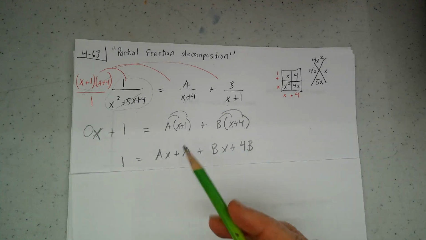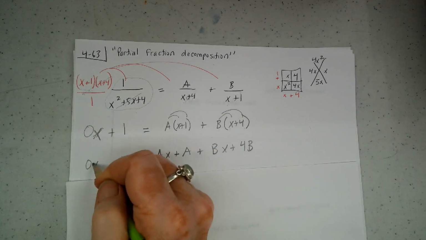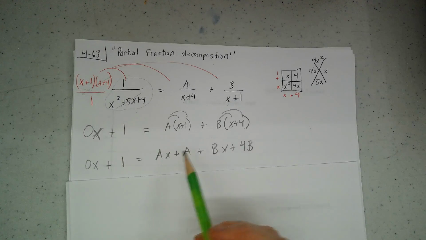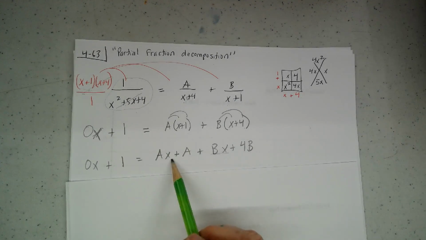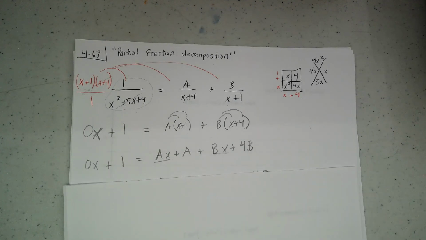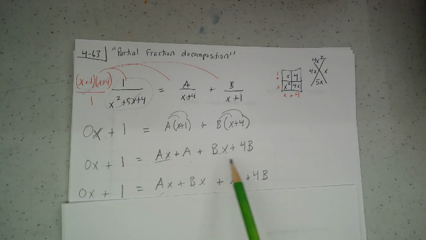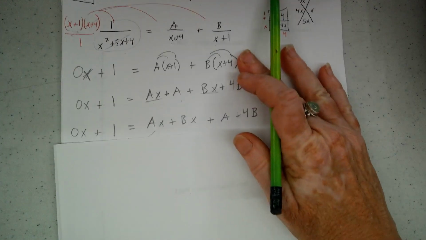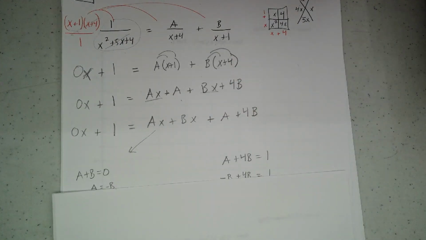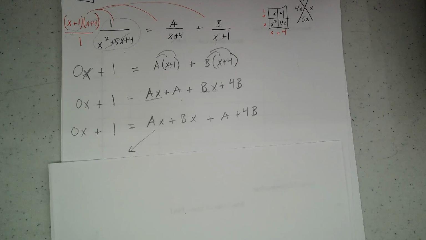And so now I've got two terms. This is 0x plus 1. I've got these two terms that have x's on them. So I just rearranged it. See, I put my a and 4b because I'm going to factor out my x. So did I show the factoring out of the x? Oh, I didn't even show it.